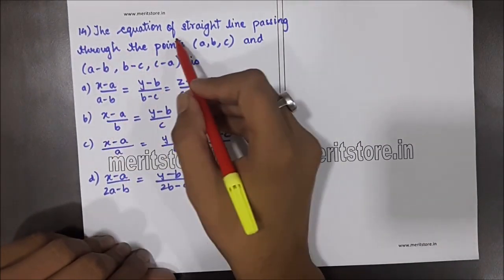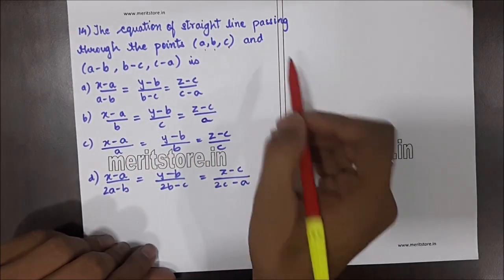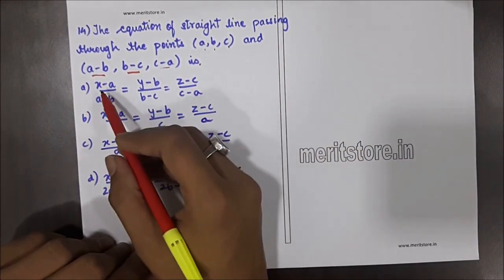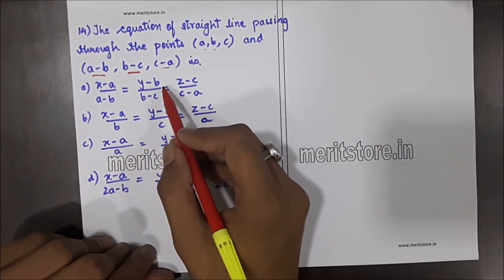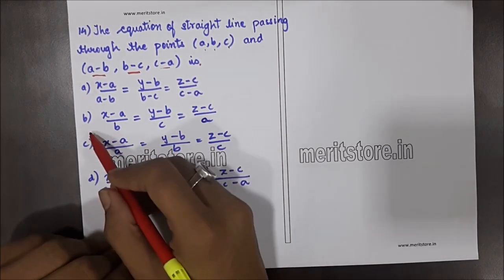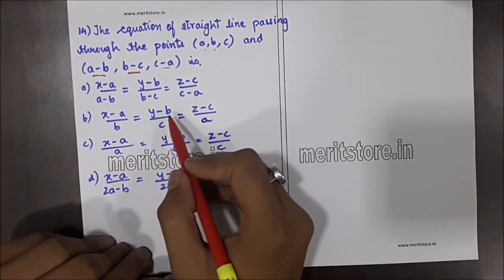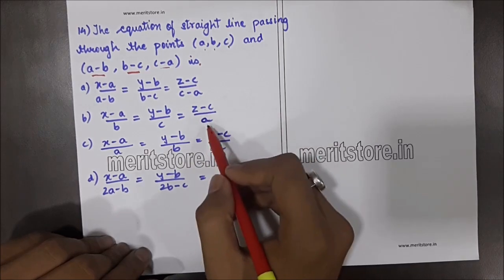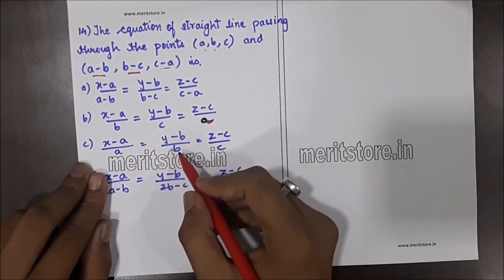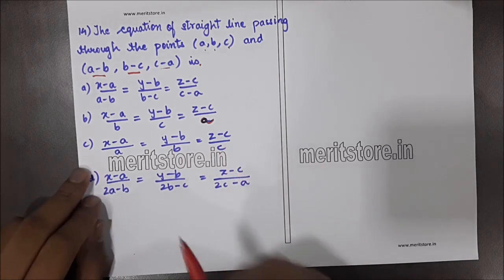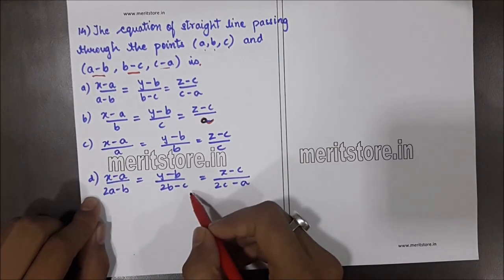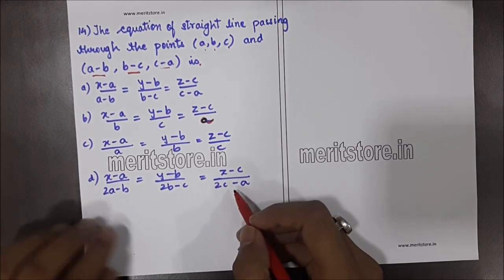Question number 14. The equation of straight line passing through the points A, B, C and A minus B, B minus C, C minus A is: option A, x minus A upon A minus B is equal to y minus B upon B minus C is equal to Z minus C upon C minus A. Option B, x minus A upon B is equal to y minus B upon C is equal to Z minus C upon A. Option C, x minus A upon A is equal to y minus B upon B is equal to Z minus C upon C. Option D, x minus A upon 2A minus B is equal to y minus B upon 2B minus C is equal to Z minus C upon 2C minus A.